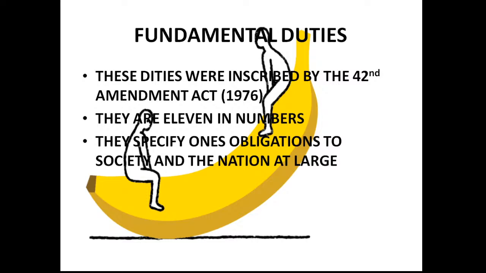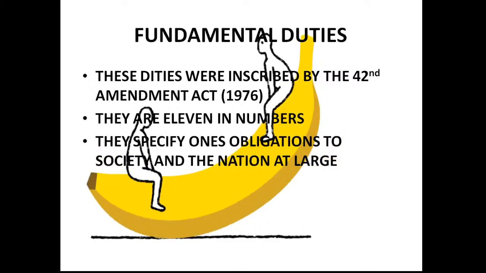The next is to strive towards excellence in all spheres of individual and collective activity, so that the nation constantly rises to higher levels of endeavor and achievement. Now, the next point is that it is the duty of the parents or guardians to make sure that their children between the age of 6 and 14 years get enough opportunities for education.